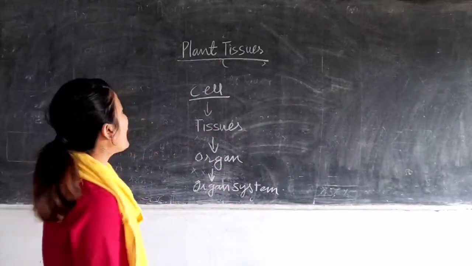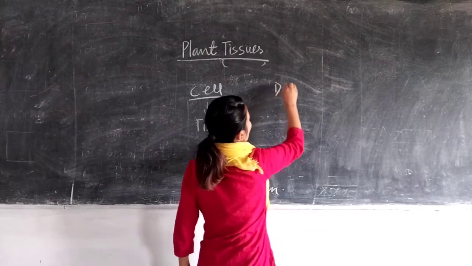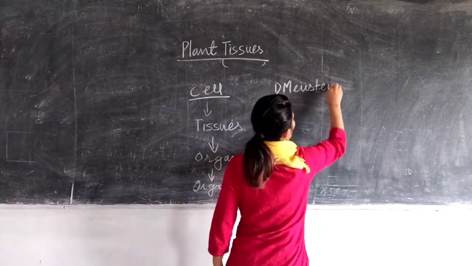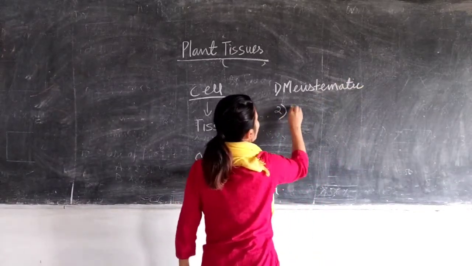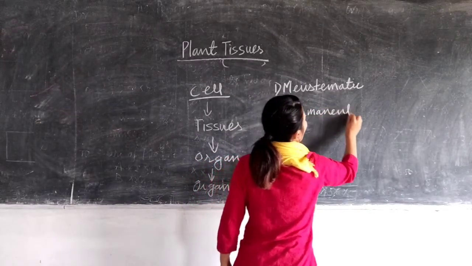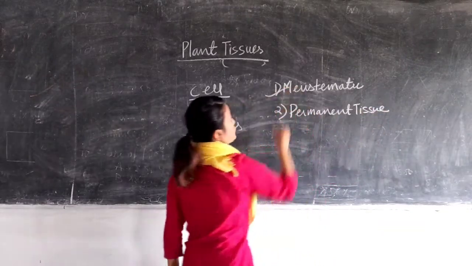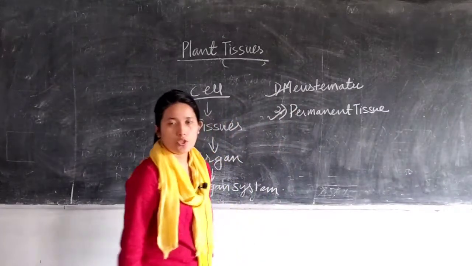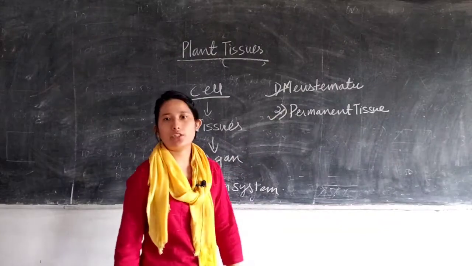Now your plant tissue can be divided into 2 types. Number 1 is meristematic tissue, and number 2 is permanent tissue. These are the types of plant tissue. First, let us understand the difference between meristematic tissue and permanent tissue.